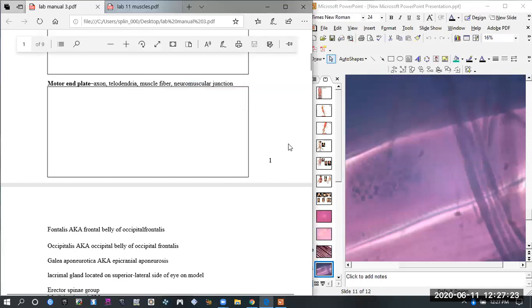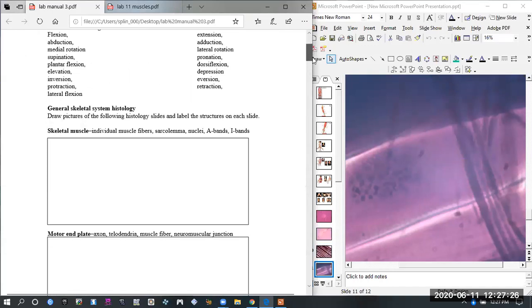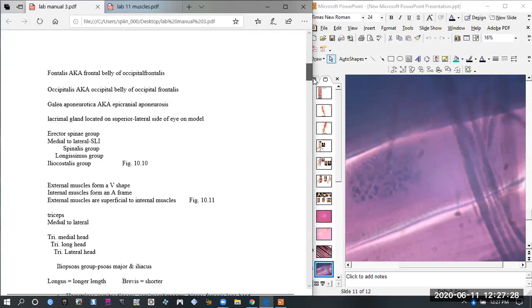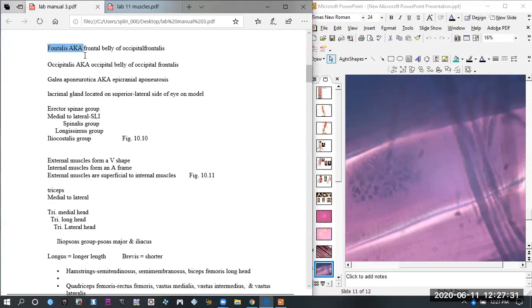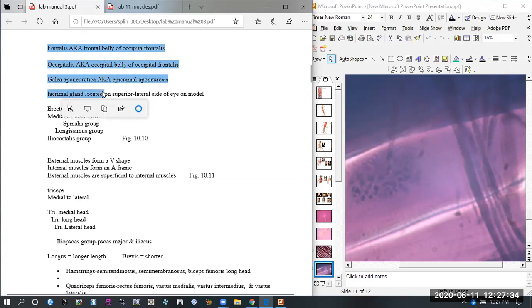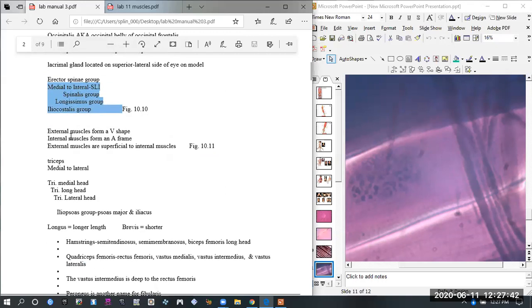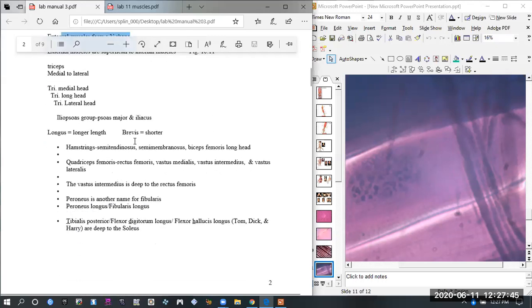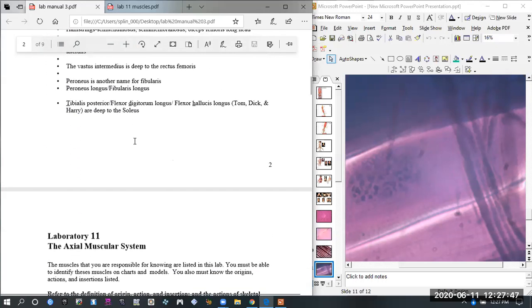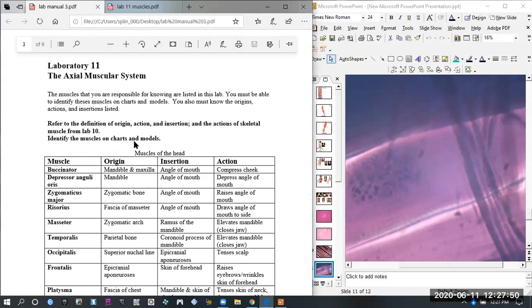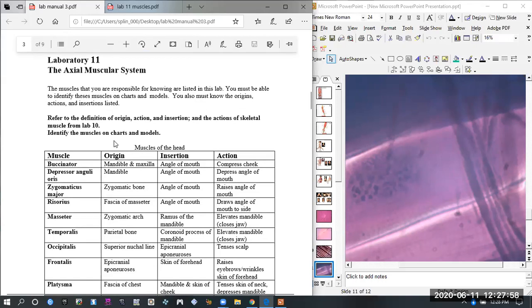So that takes us through the majority of this lab 10. And at this point, the terms here on this page are just a lot of helpful hints and tips about the alternate names for muscles, the orientation and position of various muscles. So we'll go past that. And now lab 11, this is now the list of muscles for the axial muscular system, muscles that are connected to the skull, the neck, the rib cage.